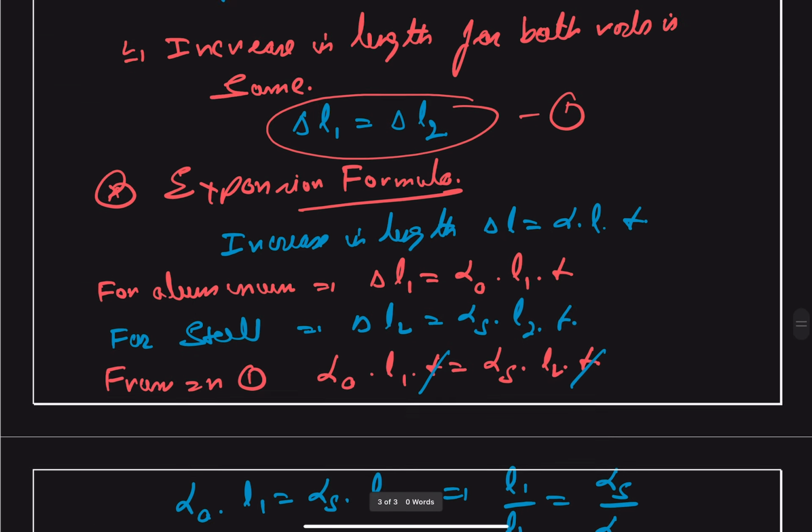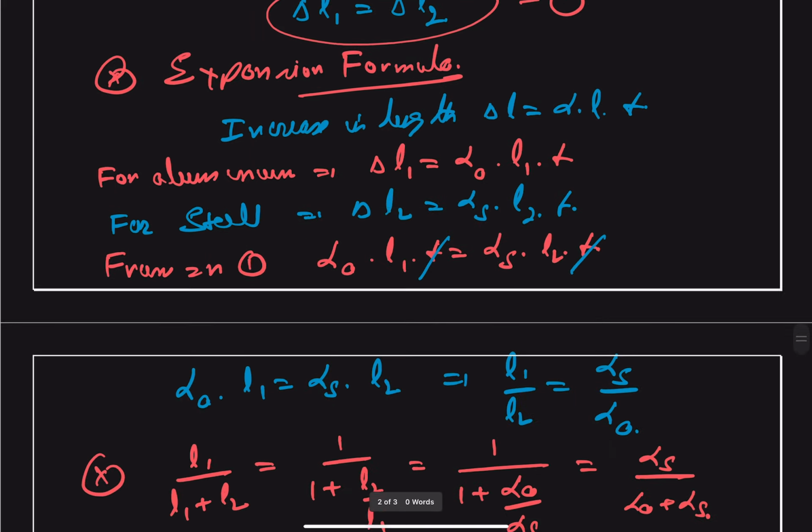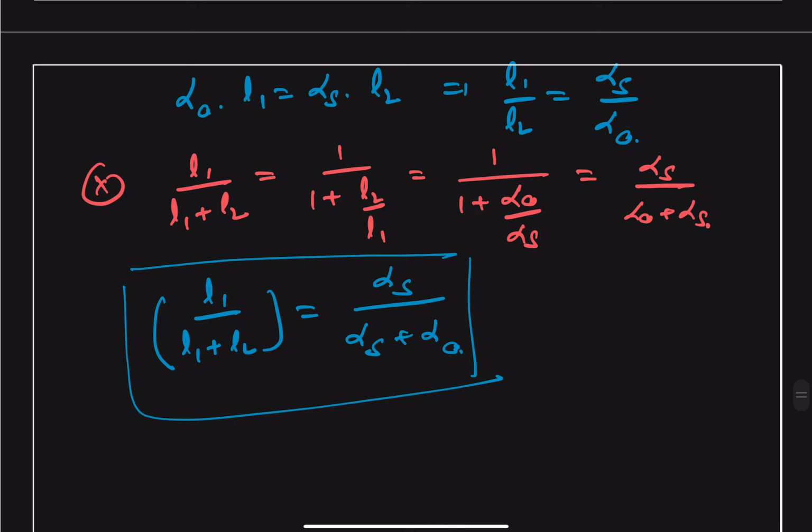So if we check the options that are given to us, we get that option number C is the correct option. Option C is correct. This completes the question.